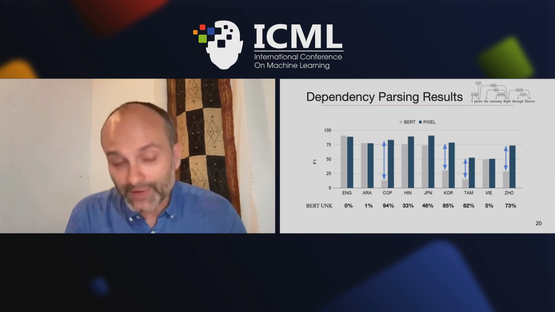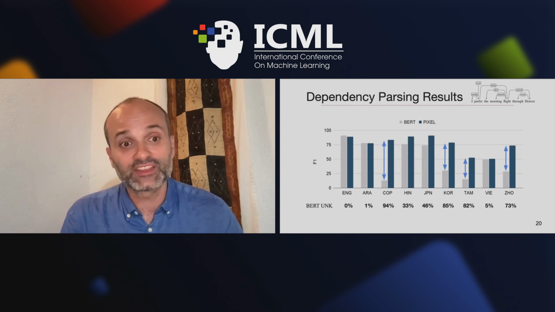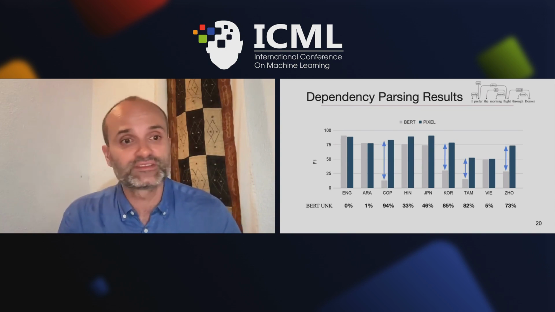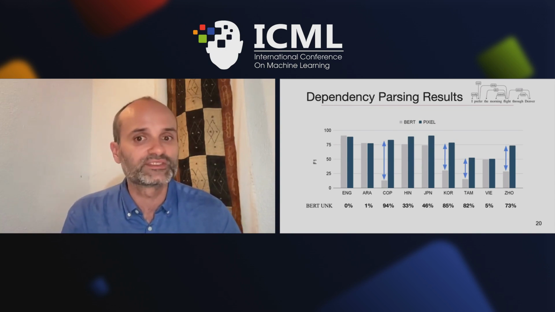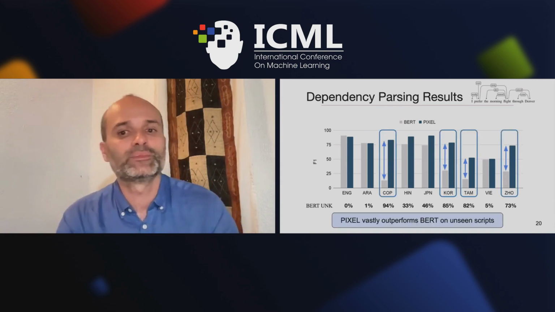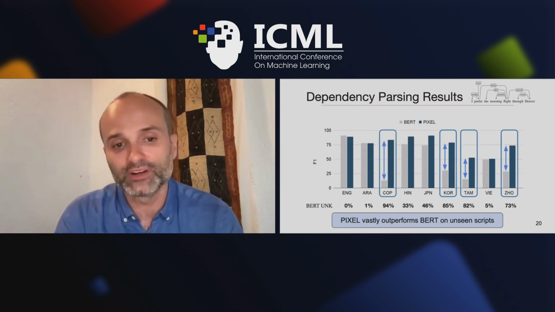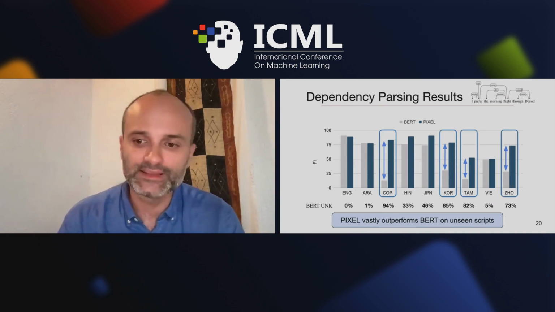We couldn't find anybody actually working on dependency parsing in this data set. I think that might be because there just weren't the resources to pre-train or fine-tune models for them to be good enough. And so the main takeaway from this, the main insight here, is that Pixel can vastly outperform BERT on unseen scripts. That's a little bit easy.